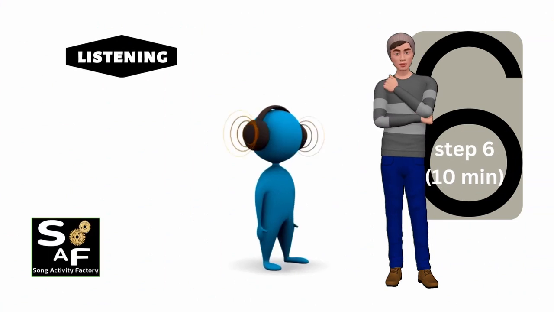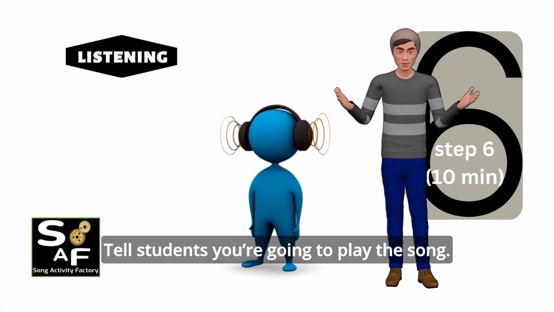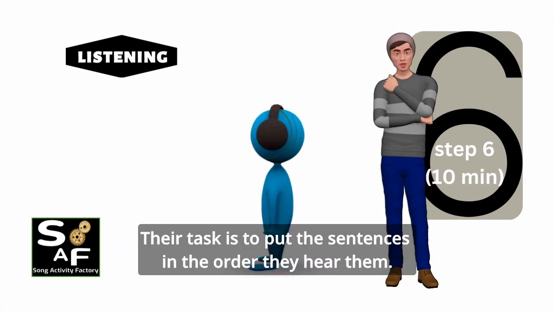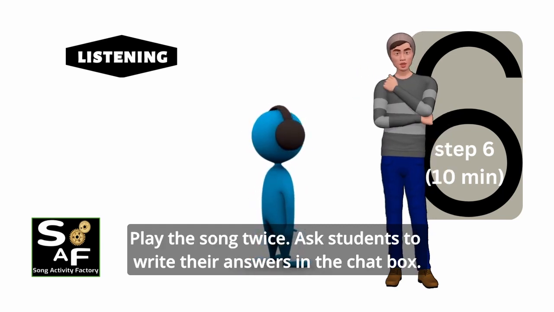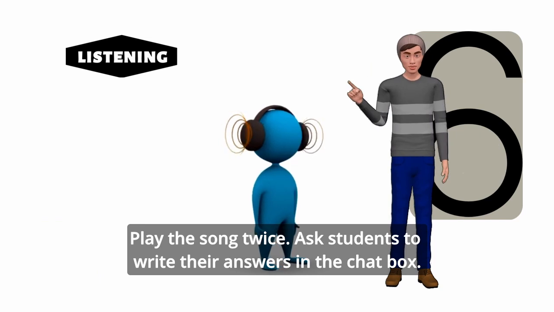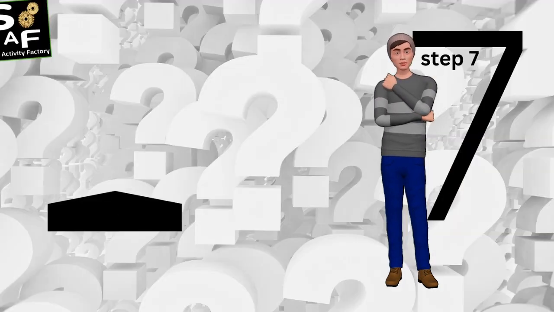Step 6. 10 minutes. Tell students you're going to play the song. Their task is to put the sentences in the order they hear them. Play the song twice. Ask students to write their answers in the chat box, if you're teaching online.